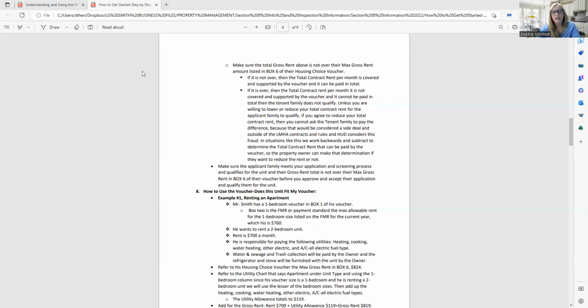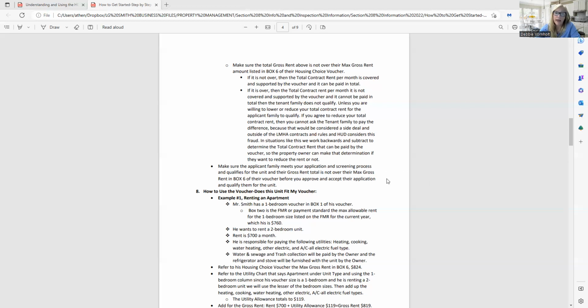So you can't exceed that amount. It doesn't matter. The tenant will either pay something or nothing, but that max gross rent is all that can be charged. So if the voucher does not cover your rent, you can either lower your rent and rent to them, or you're going to have to pass on them and they have to go find another place to rent. That is the law. So be very careful that you understand how the law works.